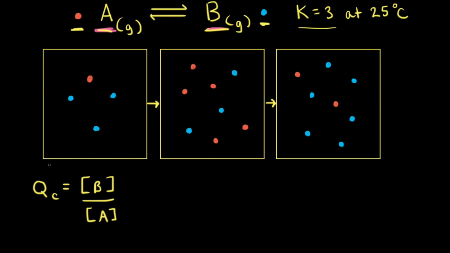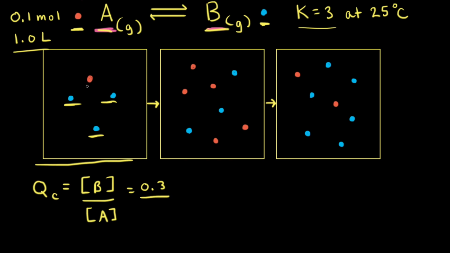Let's calculate the concentrations of B and A from our first particulate diagram. So B is represented by the blue spheres, and there are 3 blue spheres. If each particle represents 0.1 moles of a substance and the volume of the container is 1 liter, since we have 3 particles, that would be 3 times 0.1, which is 0.3 moles, divided by a volume of 1 liter is 0.3 molar. So the concentration of B is 0.3 molar. For A, we have 1 particle, so that's 0.1 mole, divided by 1 liter, which is 0.1 molar. So the concentration of A is 0.1 molar.